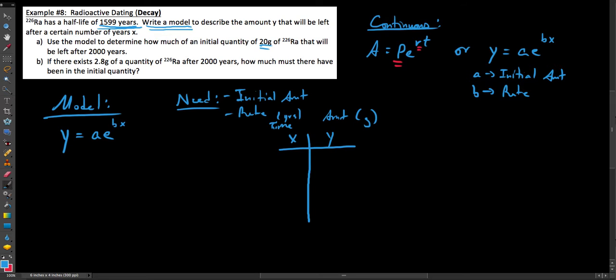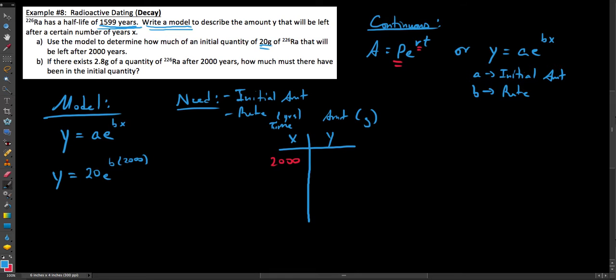Okay, so in this first problem here, what we're told is we have an initial quantity of 20 grams. We want to know how much is going to be left after 2,000 years, okay? So I'm going to go ahead and put 2,000 right here. And what I want you to understand is that our model, when we plug this in, is going to look a little bit like this. We're going to say that the amount that we have here is equal to the initial amount, which in this case we were told was 20 grams, e to the b times 2,000, okay?